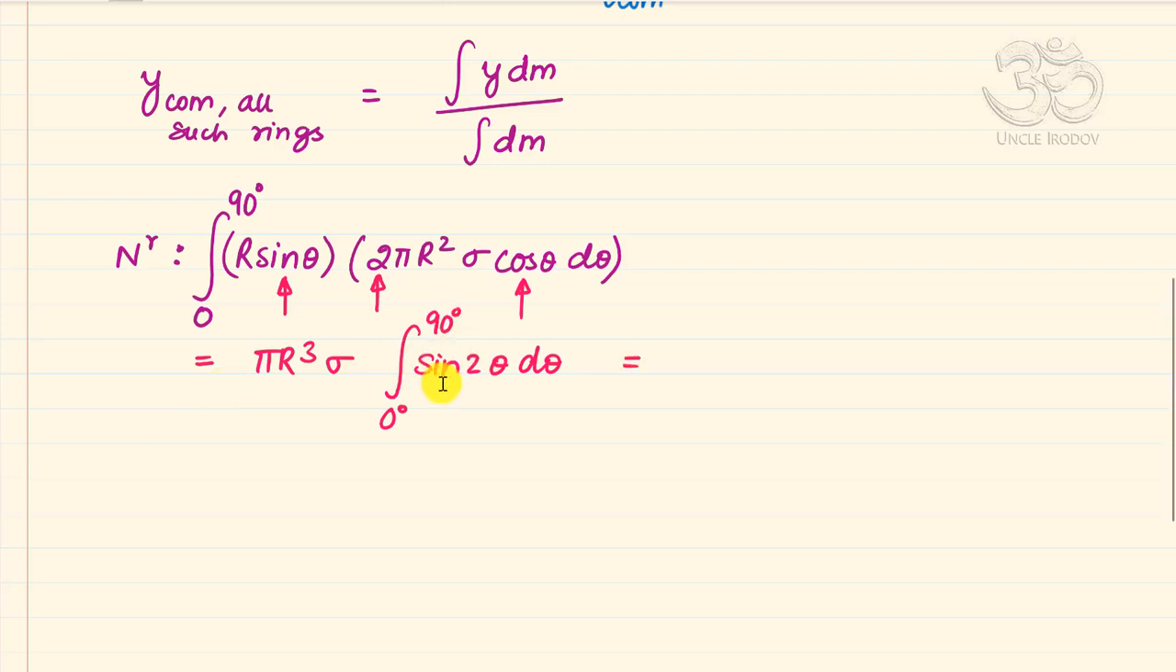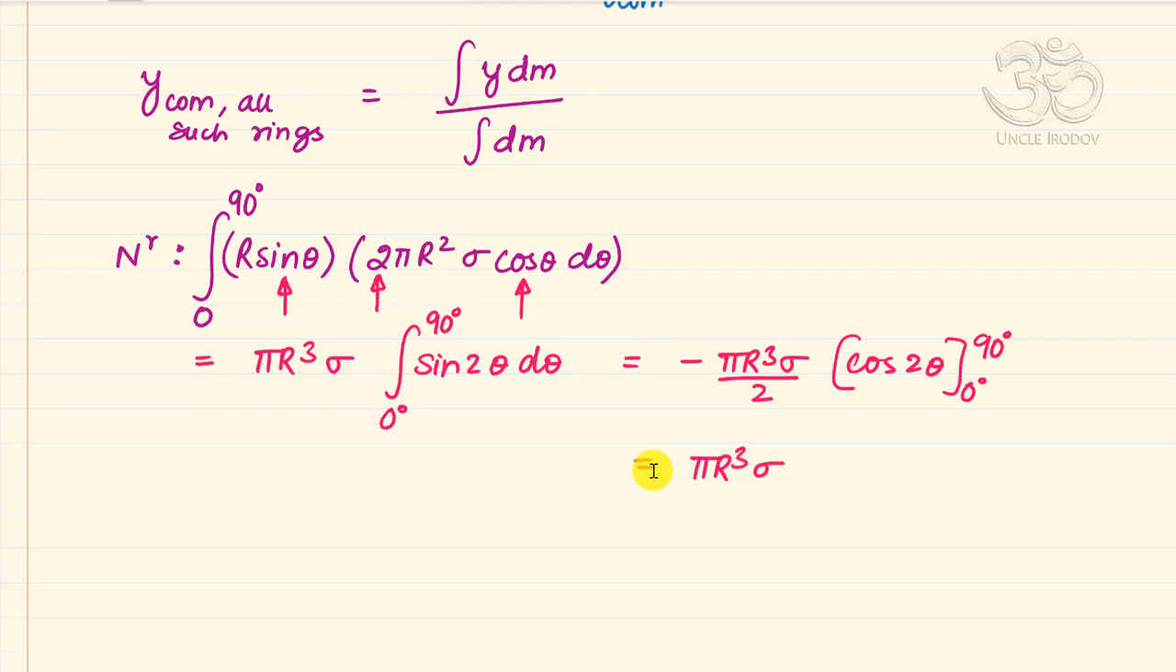And sine 2 theta is going to give you minus cos 2 theta divided by 2. So you will have minus pi R cube sigma divided by 2 cos 2 theta within limits 0 degrees to 90 degrees. And you will see that after applying limits, this bracket is going to give you a minus 2, because cos 180, which is minus 1, minus cos 0, which is 1. So minus 1 minus 1, and you will have minus 2 inside here. With this minus, that minus sign will go off. With the 2, this 2 will go off. So you are going to get just pi R cube sigma. So this is the numerator.